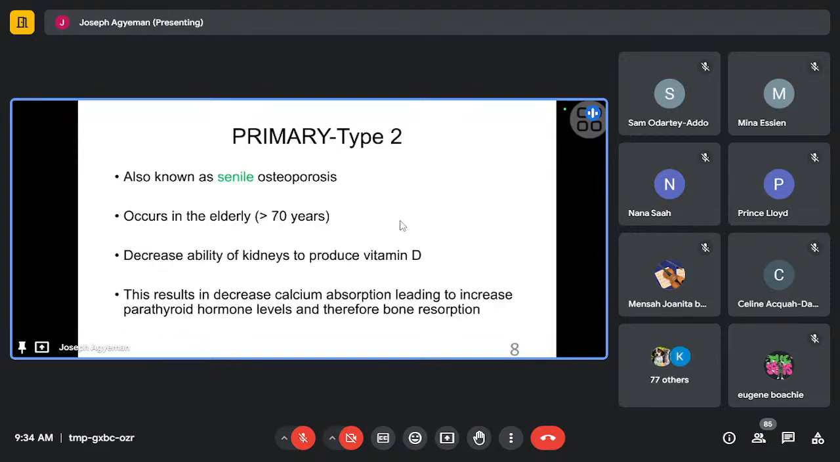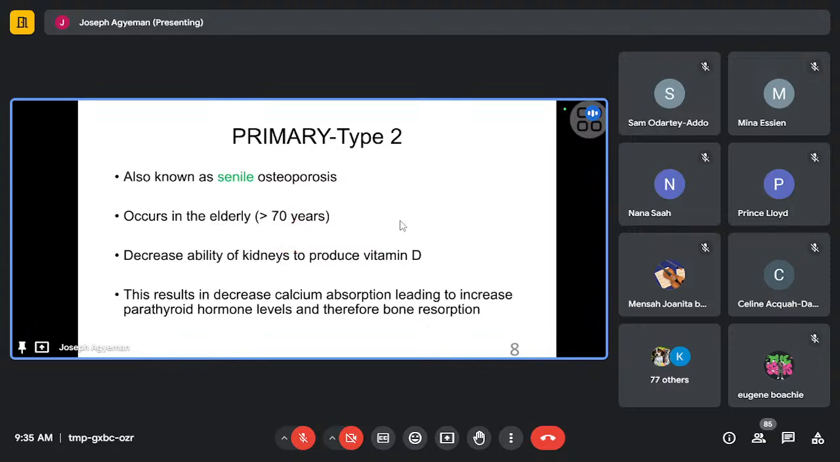And the second one is type 2, also known as senile osteoporosis. Senile conditions, like senile dementia, are problems you get because you are very old. If you get any condition because of old age, then they qualify it with senile. So: senile dementia, senile osteoporosis. You can see that the age is when you are above 70 years.